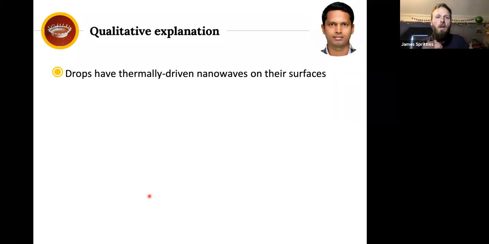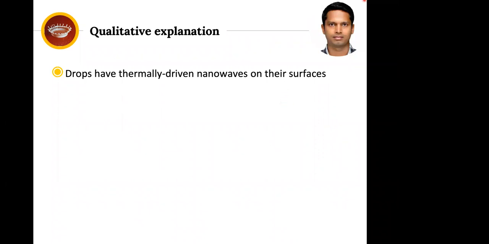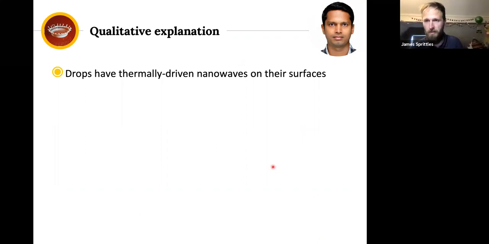So the qualitative explanation is what Sri-Hari, so can I move this? It's really annoying. Dimitrios, can you see this? Can you see me and yourself and all these things in this corner? I was muted. Yes, I can. Yeah, we can see it. I don't know how to move it, which is pretty annoying, but never mind.